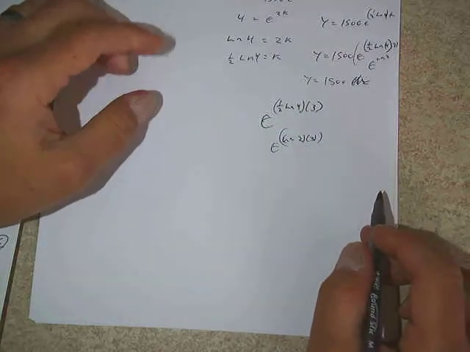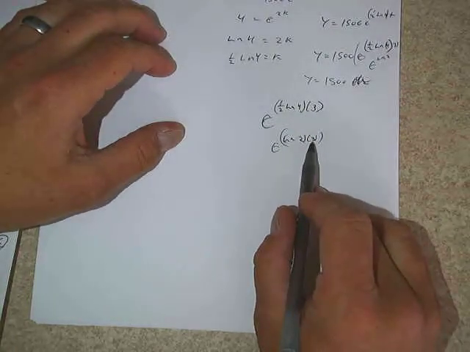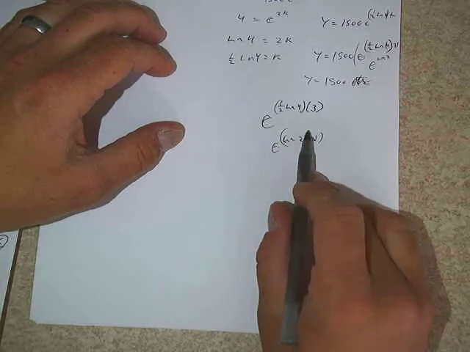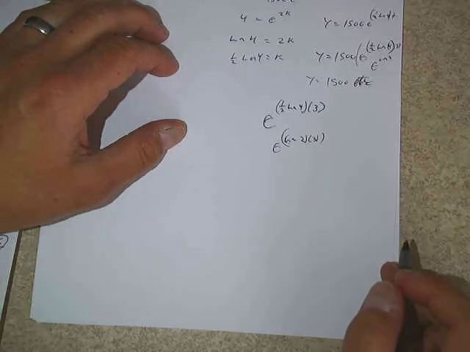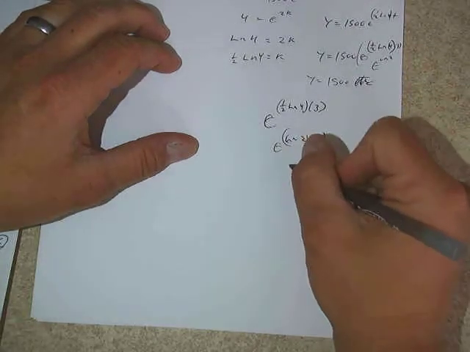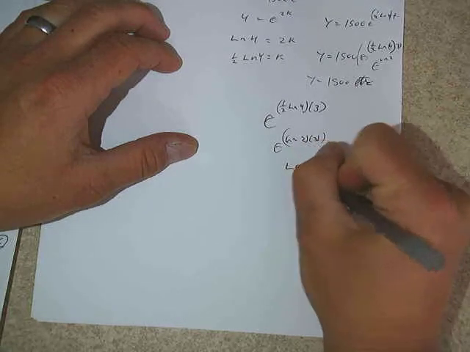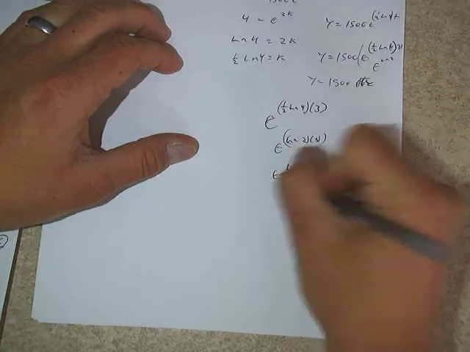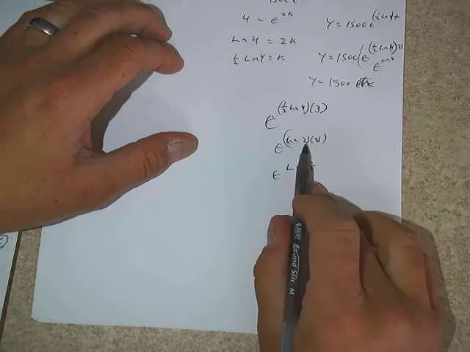E to the ln 2 would be just 2. Okay, so how does the 3 factor in there? Let me write this a little bit bigger so we can straighten it out. Ultimately, we have 1/2 ln 4 times 3. So that's what we're looking at right there. So the question is, how do we simplify that?